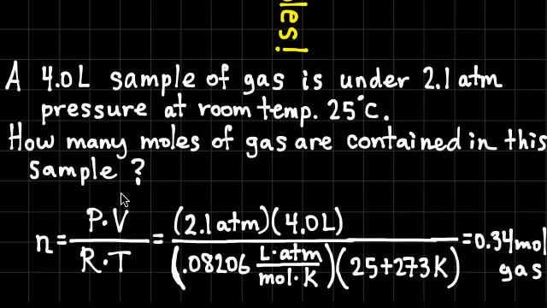PV equals nRT. So there's the pressure, there's the volume, there's the gas constant, and remember you have to change the Celsius temperature into Kelvin to make that cancel with that. And so 2.1 times 4 divided by 298 and also divided by 0.0821-ish comes out to 0.34 moles of gas. A physical way for measuring physical quantities for determining, counting the number of gas particles.